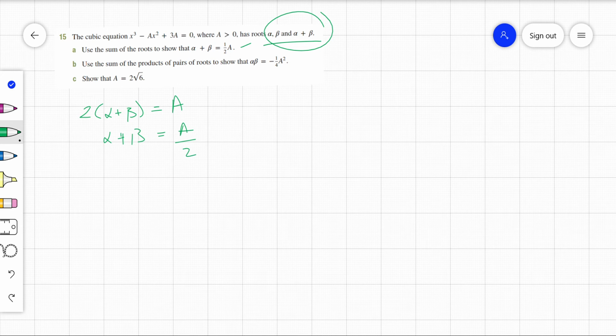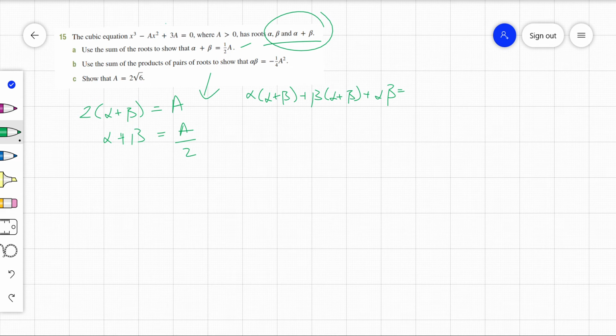Now it says use the sum of the products of pairs. So let's look at the pairs. So pairing them up, we'd get alpha times alpha plus beta, and we'd get beta times alpha plus beta, and we'd also get the alpha beta. There are the pairs. So the negative b on a is that one, so pairs would be c on a. C on a in this case is 0.